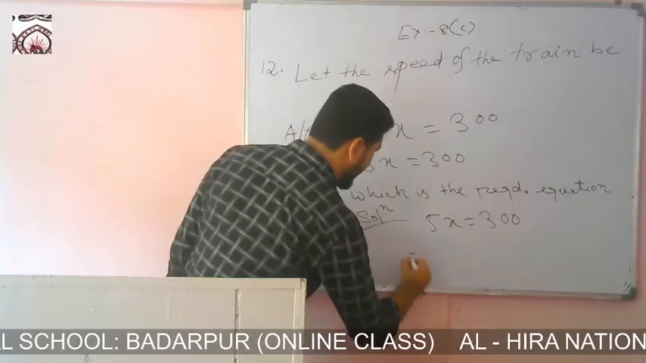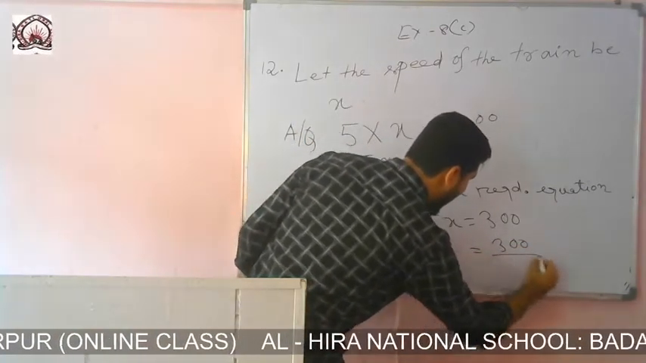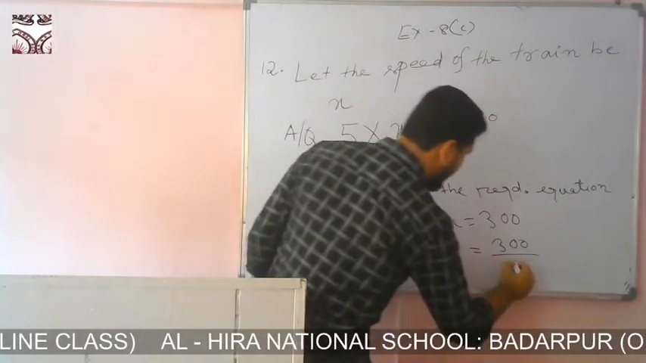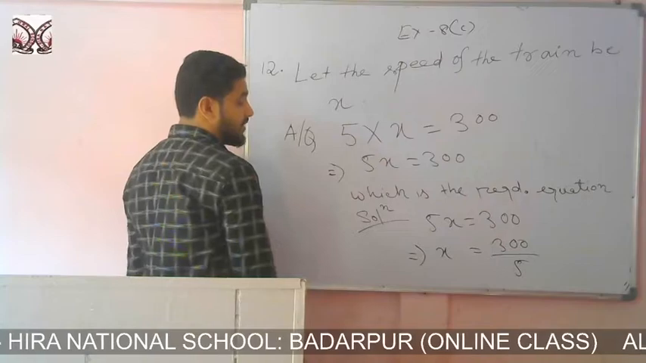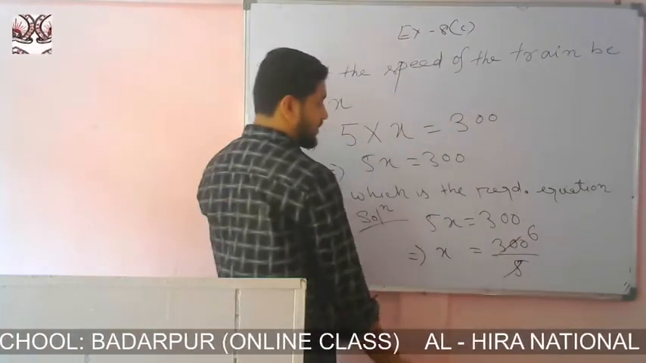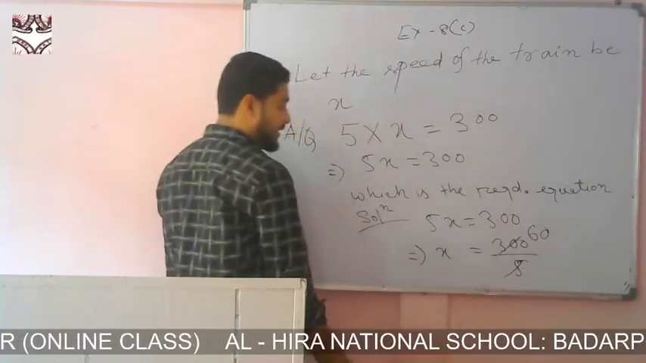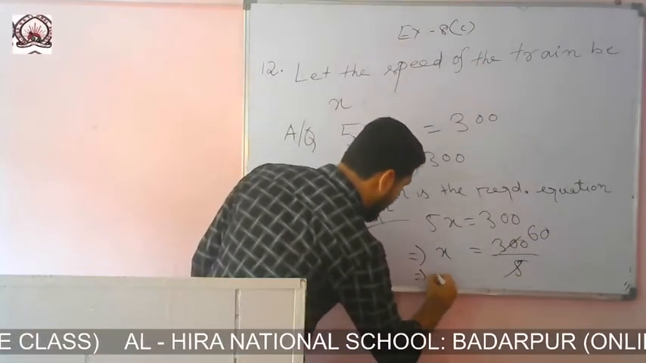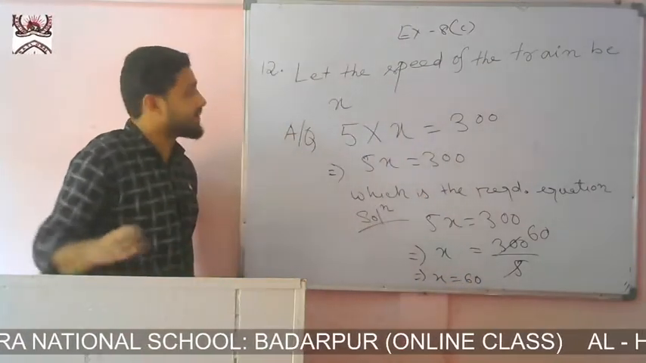300. So from here you can find x. X equals to what? 300 by 5, because 5 is with the relation multiplication with x. Now we can write 5, 6 are what? 30, and 1 0 is there, so we'll put 1 0. Okay. So here you can write x equals to what? 60. Okay. Now you write the answer.